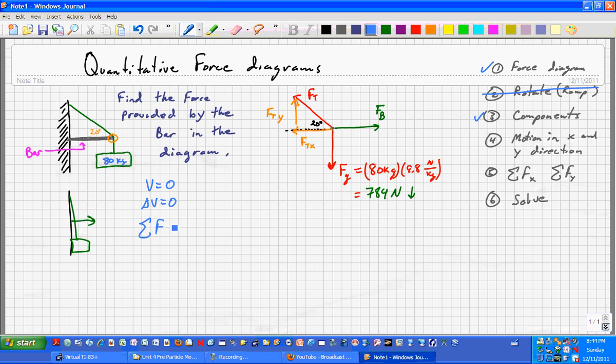That means that the sum of the forces has to equal 0 in both directions, because this is not moving at all. It's not moving horizontally. It's not moving vertically. It is not moving, which means my velocity is 0, which means my change in velocity is 0, and according to Newton's first law, that sum of the forces in both directions has to be equal to 0. So I've evaluated my motion. So now I'm ready to go ahead and take a look at the forces in both the x and the y direction.